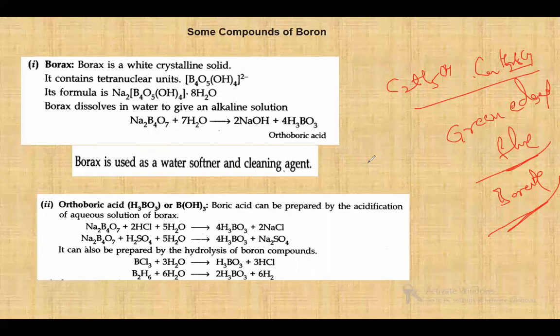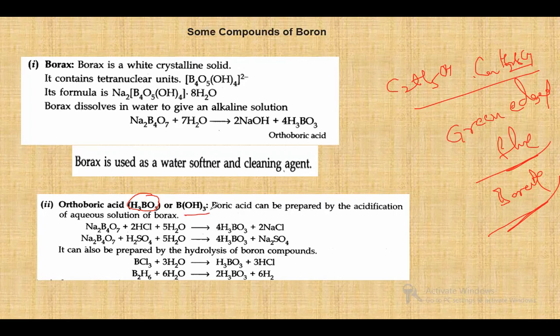Next, orthoboric acid. Orthoboric acid, familiarly known as boric acid, H3BO3 or B(OH)3. Okay, B(OH)3, H3BO3, boric acid or orthoboric acid. How will it be prepared?